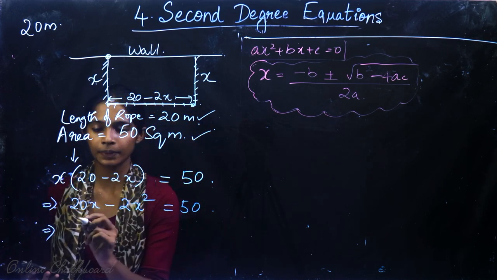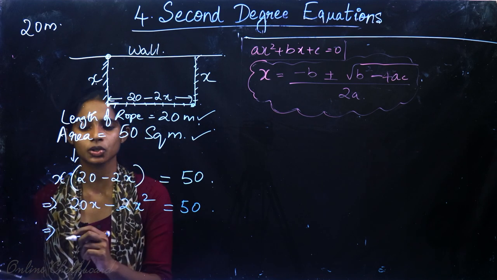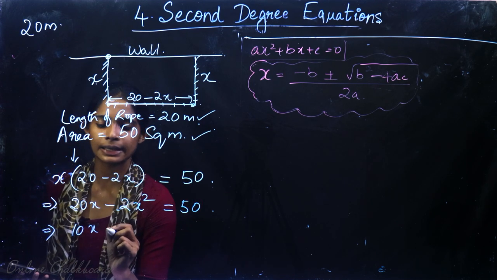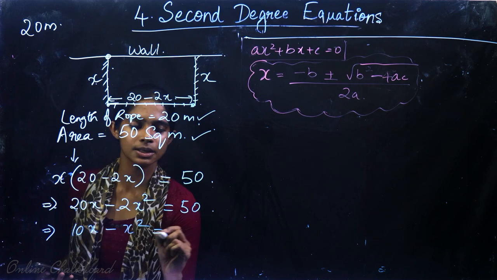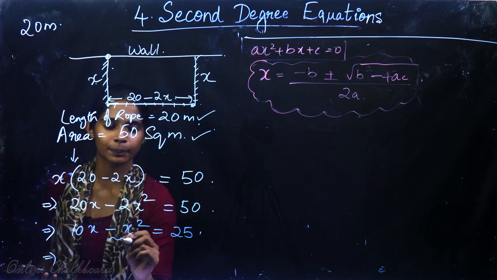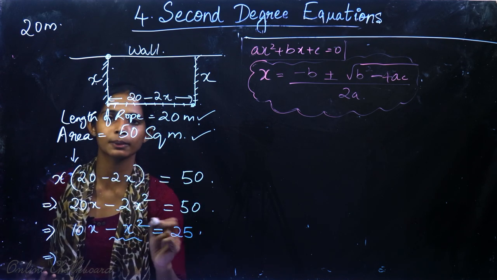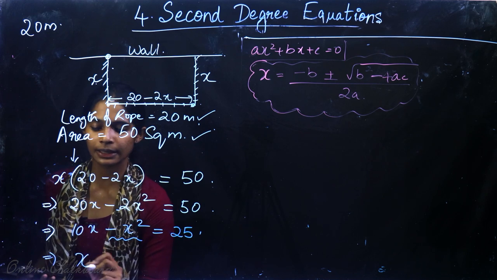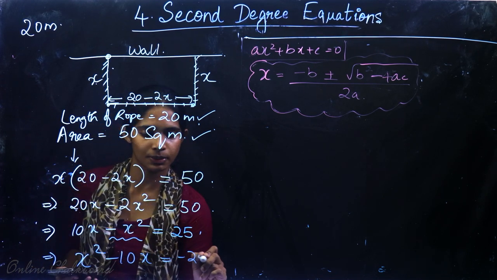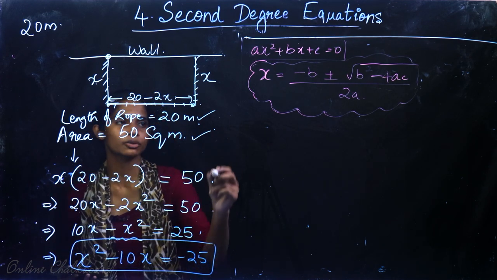Now how can we do this? Here, looking at the three terms, 2 is common, so dividing throughout by 2 simplifies it a bit. You will get 10x minus x square is equal to 25. We try to always keep x square with a positive coefficient. Changing the sign throughout, we get x square minus 10x is equal to minus 25. So we first solve this equation.